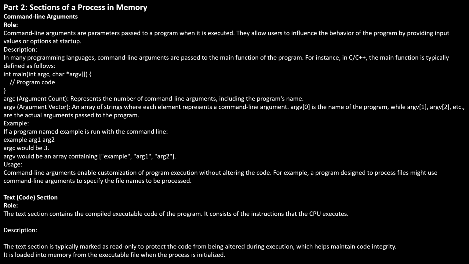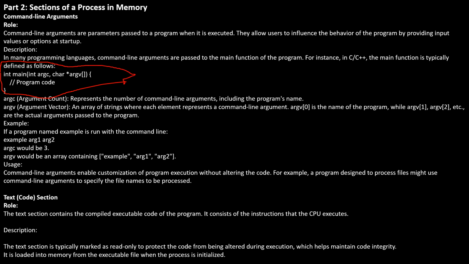Description. In many programming languages, command line arguments are passed to the main function of the program. For instance, in C or C++, the main function is typically defined as follows. This is the command line.